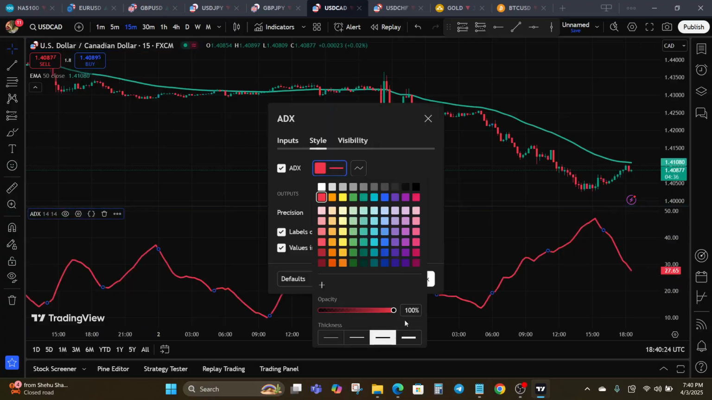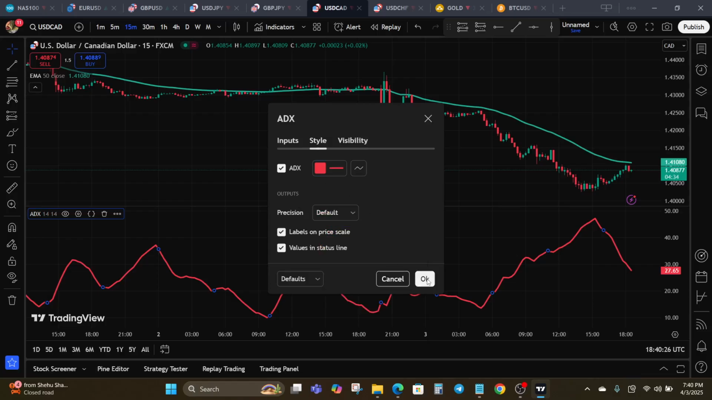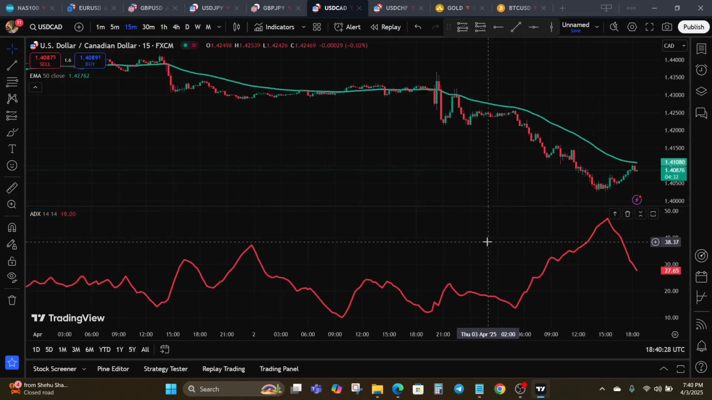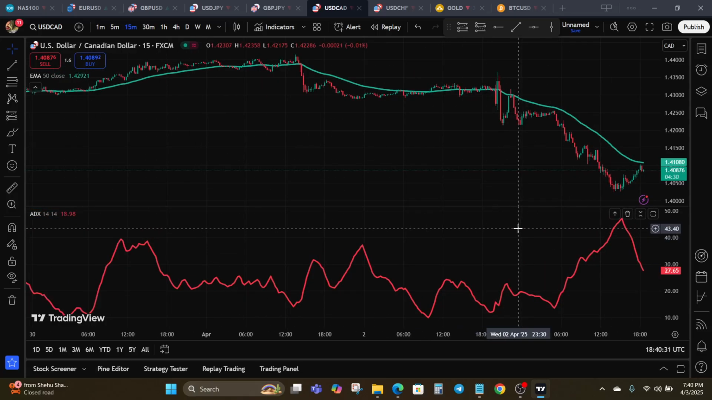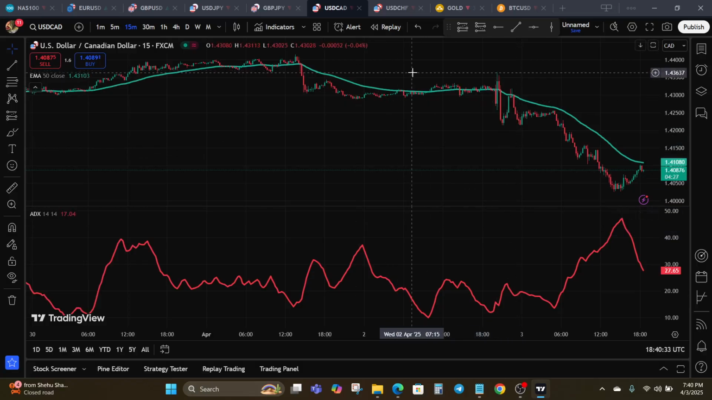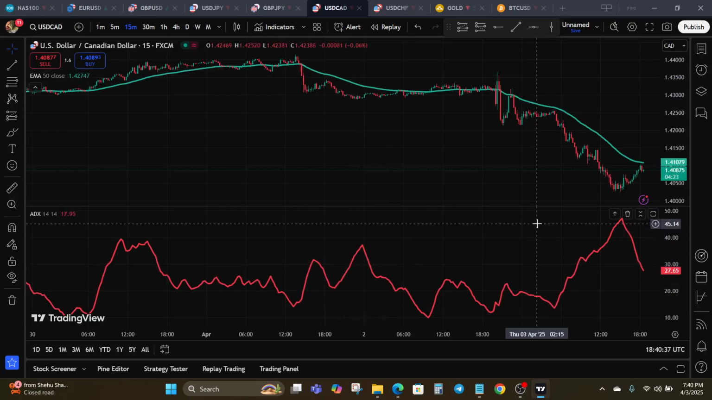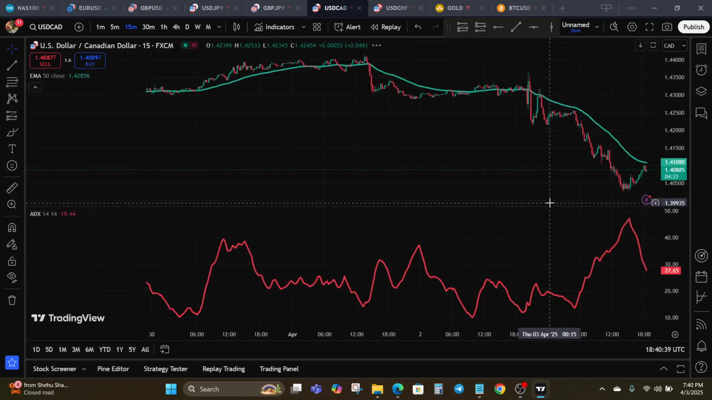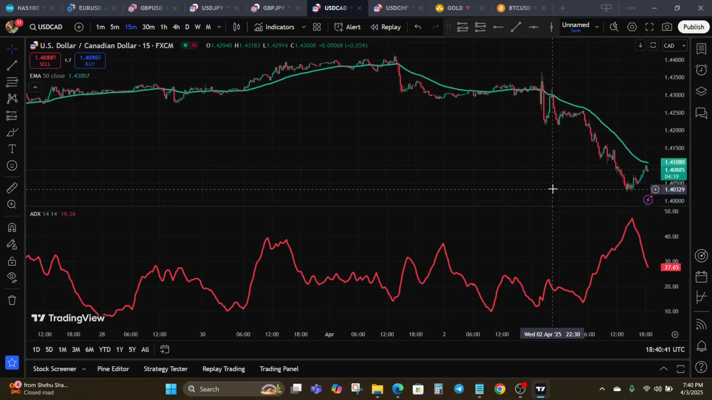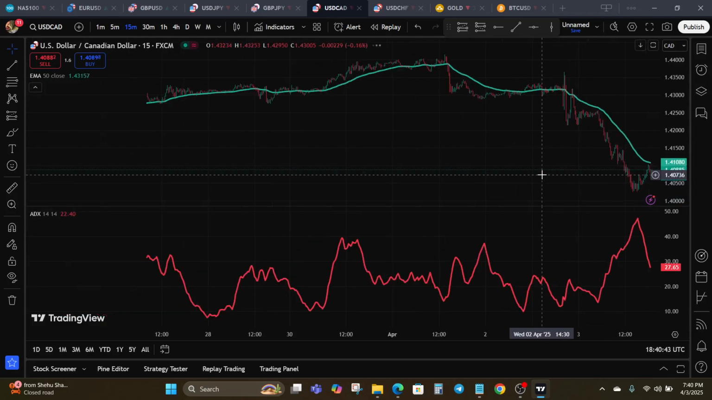All right. So while the EMA gives us trend direction, the ADX gives us information about the trend strength. Okay. EMA for trend direction, ADX for trend strength. So by combining these two, we can avoid choppy markets and focus on solid trade opportunities. Now let's go step by step on how to use this strategy.